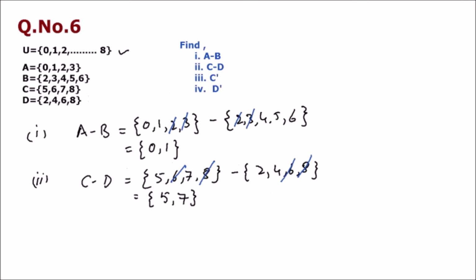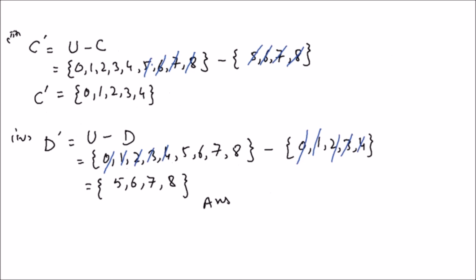Then we solved a question from the exercise, and we have done all of the questions from subtraction. For example, A minus B, C minus D, and then two questions for the complement of a set, C complement and D complement. I think that you have understood what I have taught today.